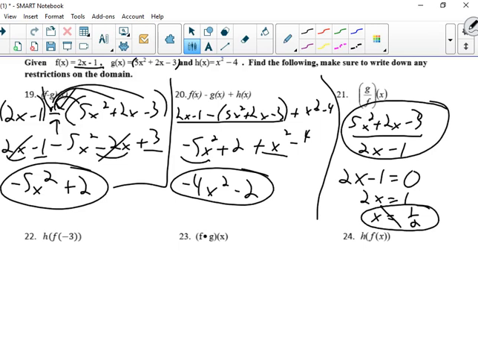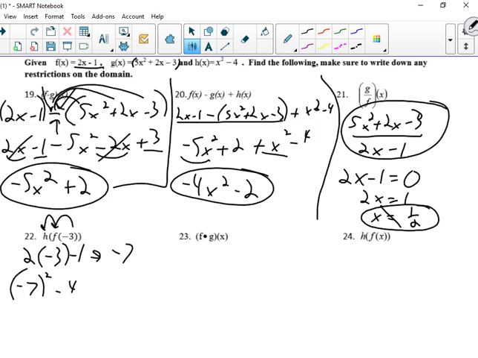22, we're playing the whispering game, the telephone game. We're going to plug negative 3 into f, get a new number, so the story's going to change, then plug that number into h. So starting with f, 2 times negative 3 minus 1. That gives me negative 7. That I'm going to plug into h. Negative 7 squared minus 4.